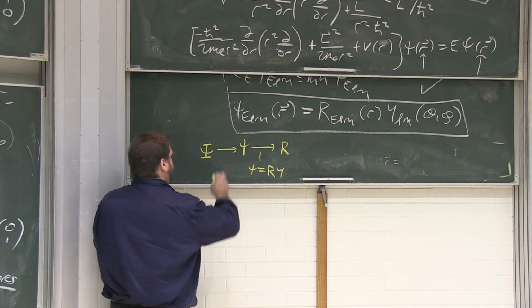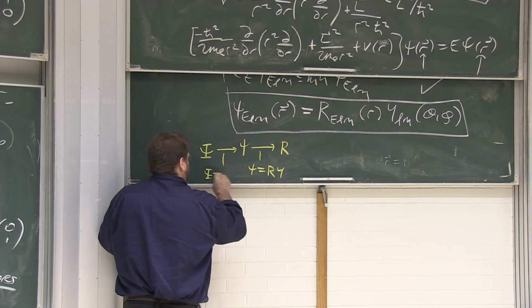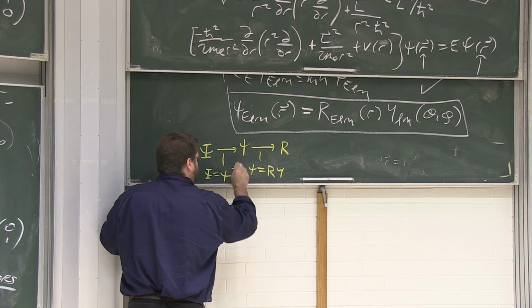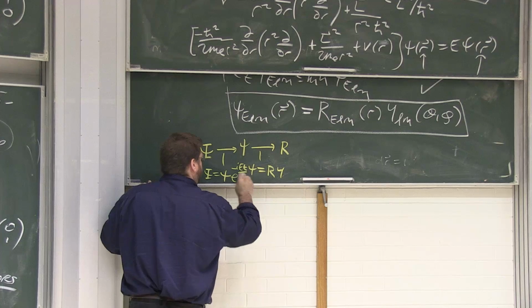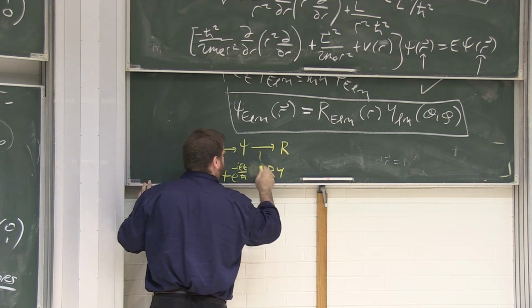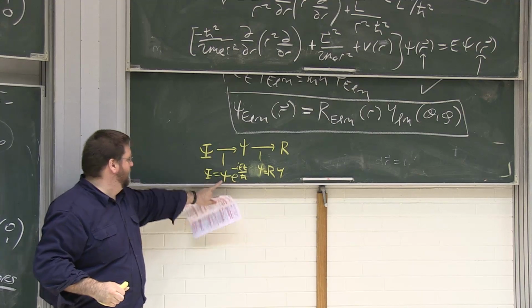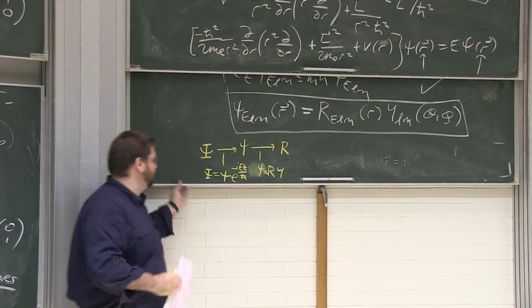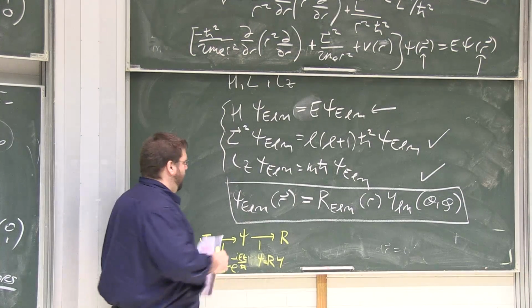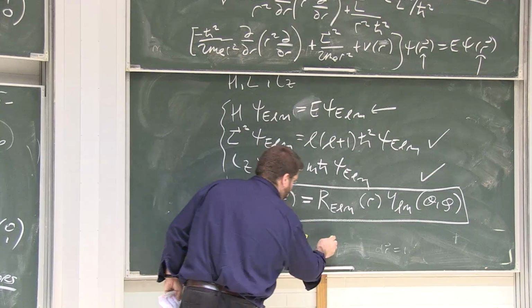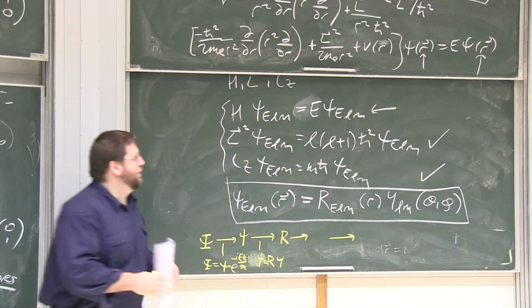You could then multiply by the usual e to the minus iEt on h cross to construct the wave function. Sorry, that's so messy. There's going to be two more members in this sequence, just to warn you. All right, back to this.